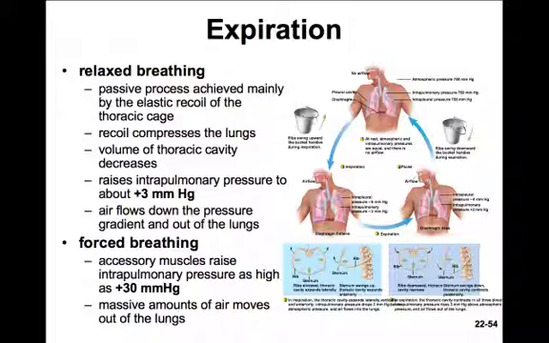It raises the interpulmonary pressure about 3 millimeters of mercury, and thus air flows down the pressure gradient and out of the lungs. However, during forced breathing, the accessory muscles will raise the interpulmonary pressure as high as 30 millimeters of mercury. Massive amounts of air are going to move out of the lungs in this case.